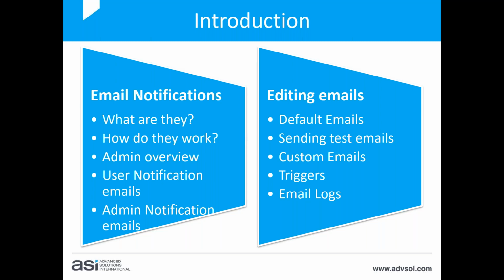And then I'm going to spend the second part of today's webcast looking at how to edit those emails. A lot of people are still unsure about how to edit them, especially if you're new to Association Online. But we'll look at what the default emails do, how to send out test emails, how to customize your emails for membership and events, and what the email triggers are. There are some email triggers in the system that you may not be aware of, and how to view your email logs, the emails that have been sent.